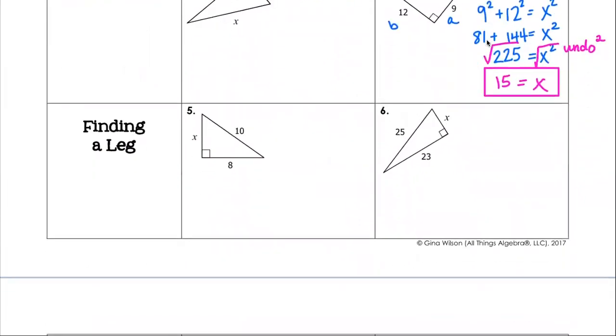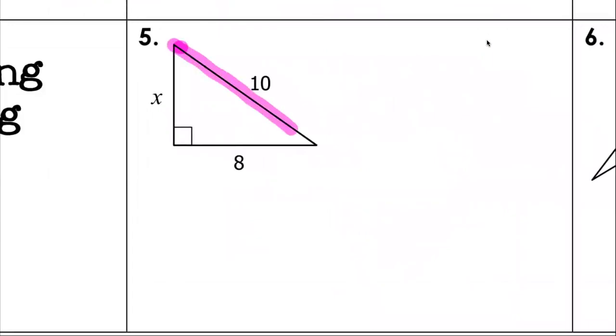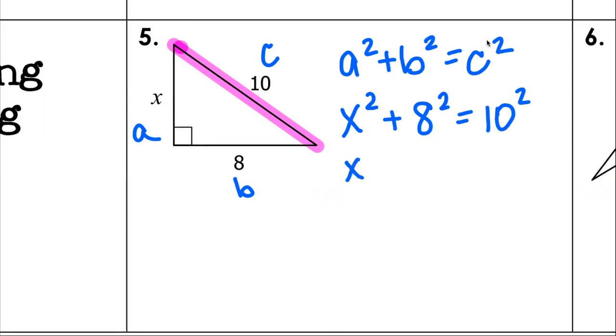Okay. Now, here in number 5, notice how we know that the hypotenuse is 10. We're missing one of the sides. Okay, so I'm going to label this A, B, and C. We know our Pythagorean theorem, a squared plus b squared equals c squared. So now I'm going to write x squared plus 8 squared equals 10 squared. So we know that 8 squared is 64 and 10 squared is 100.